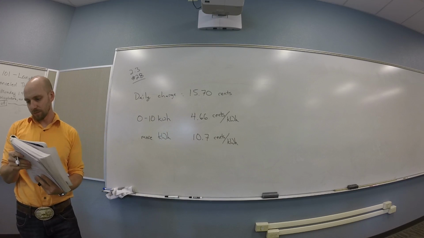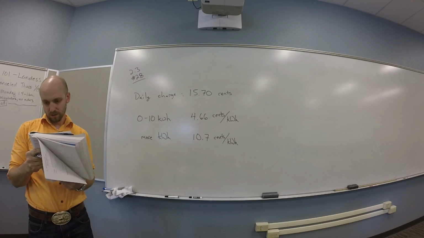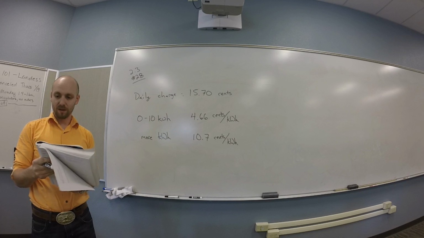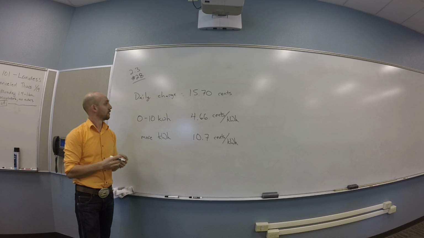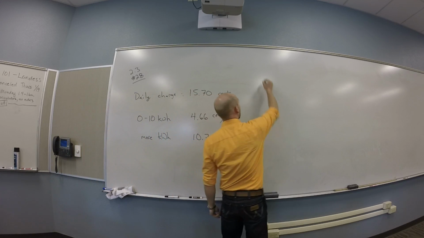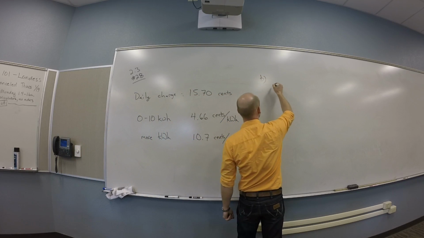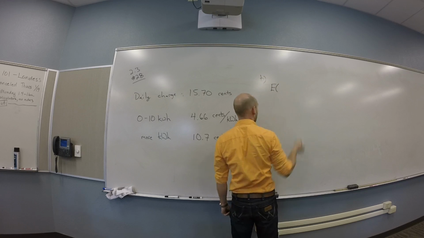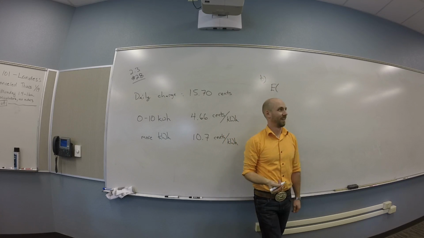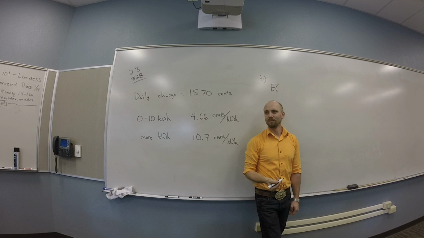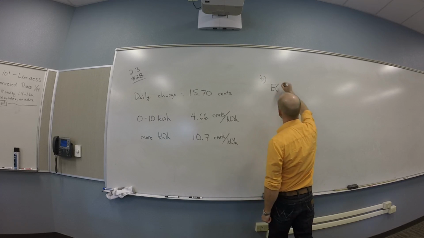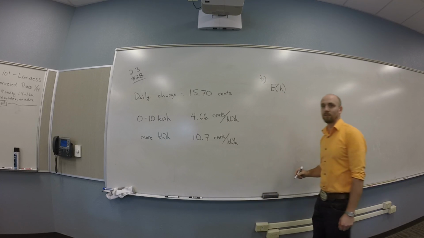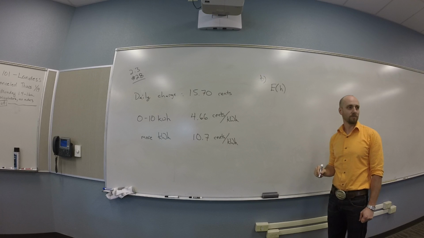Okay, and then it says make a table, boring. I'm going to go with B. Write a piecewise function. So, B, electricity as a function of what? What are your inputs going to be? Kilowatt hours. So I'm going to call that H, for kilowatt hours.